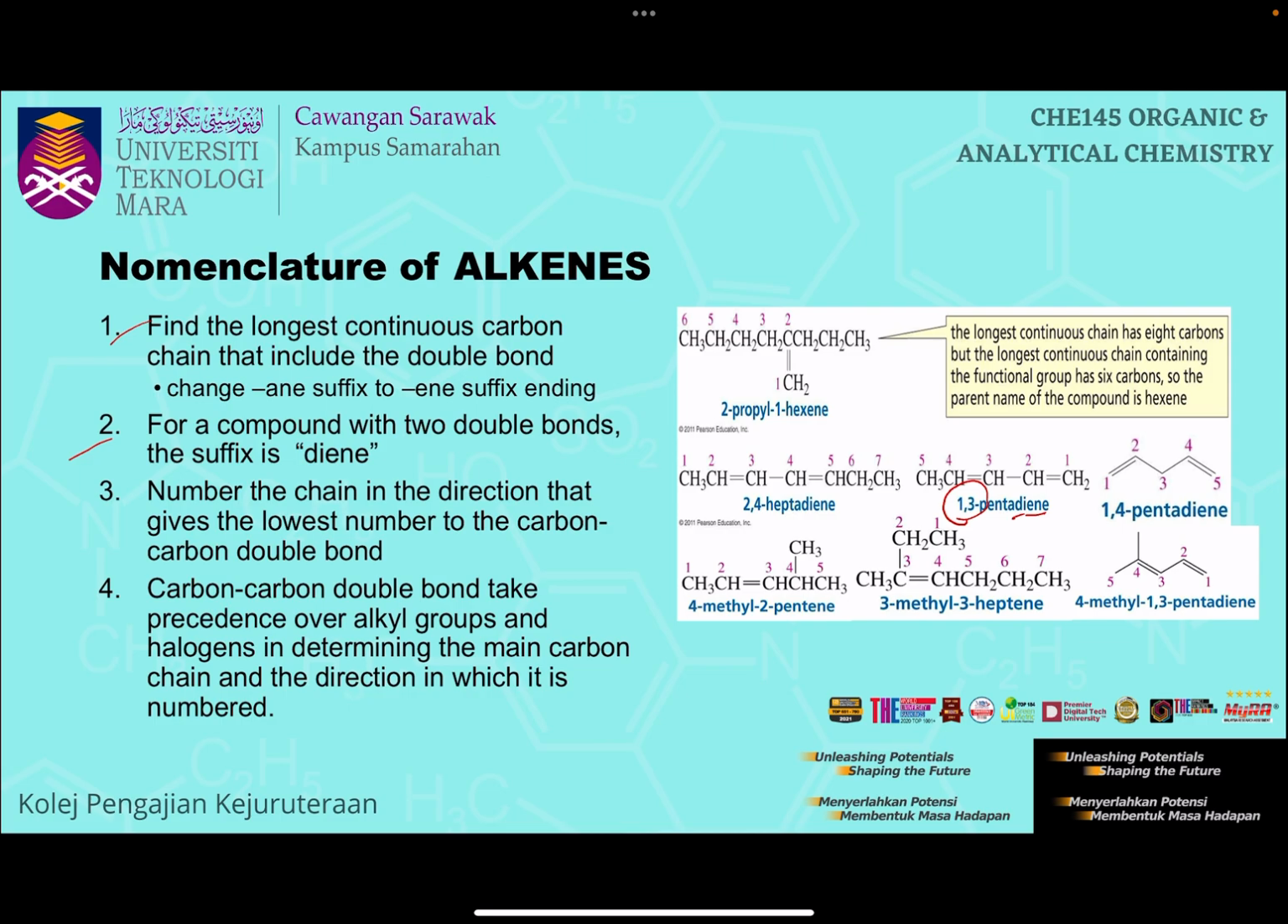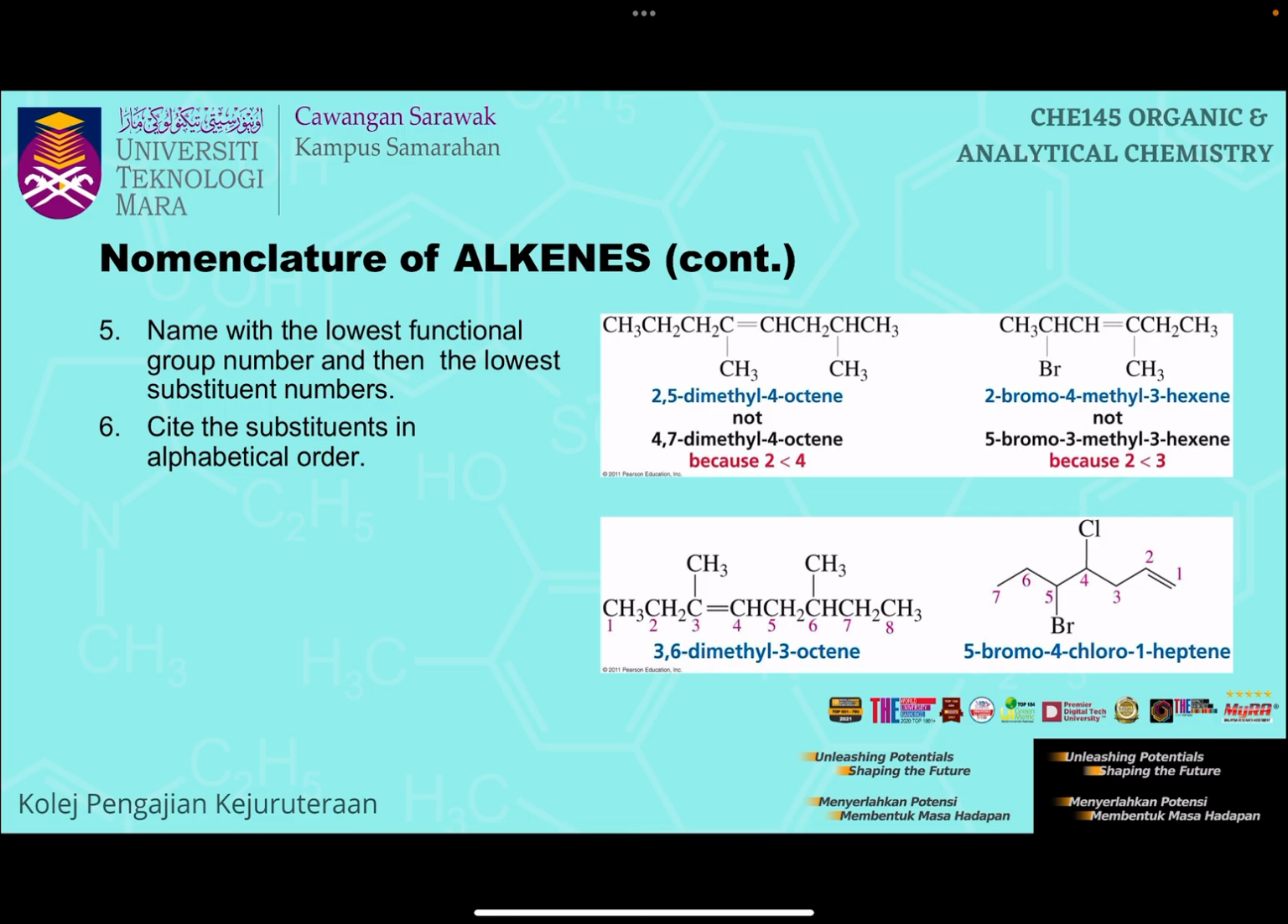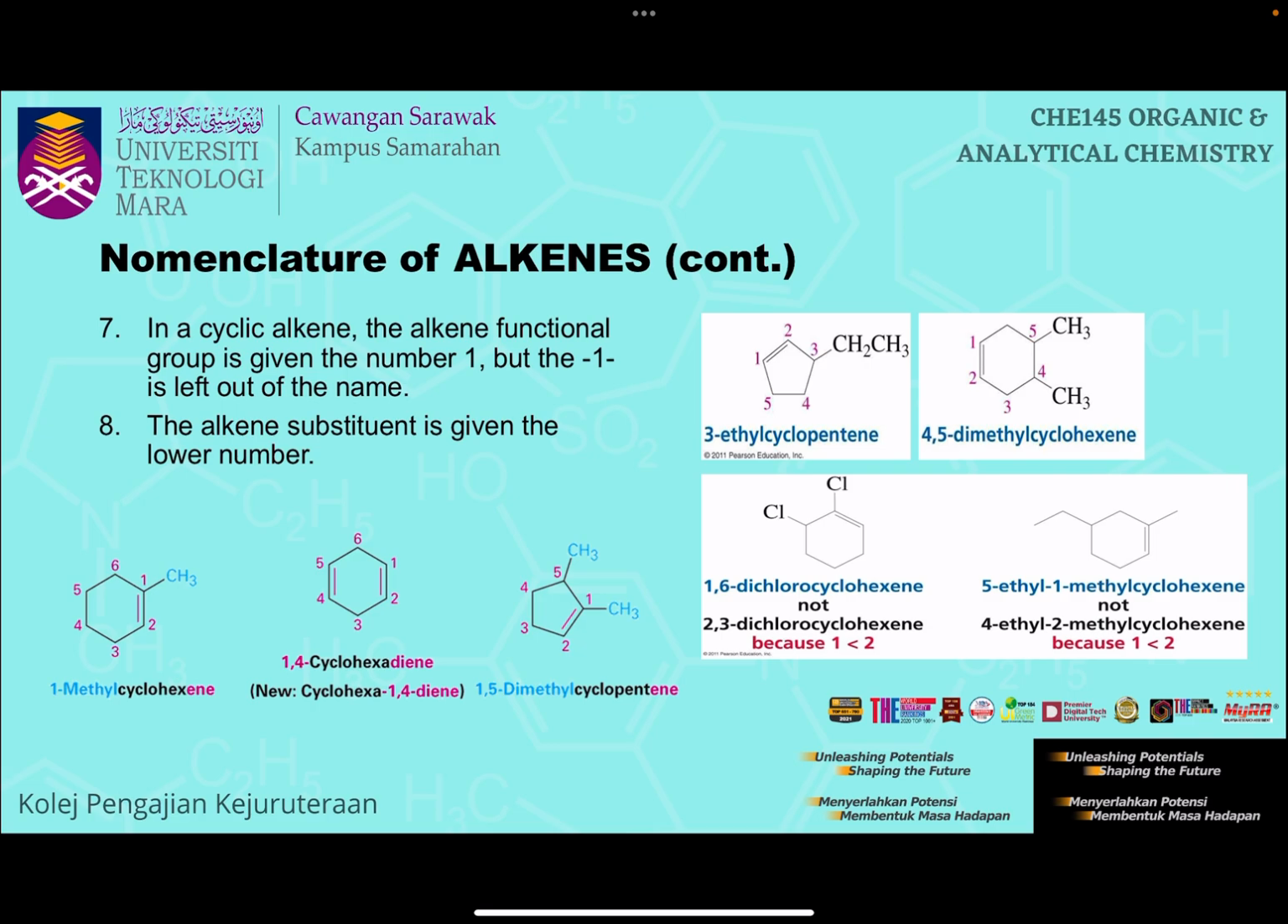Okay, so read this. Carbon-carbon double bonds take precedence over alkyl groups and halogens in determining the main carbon chain and the direction in which it is numbered. So this is what I mean: when you do the numbering, you have to prioritize the carbon-carbon double bond. That should be the lowest value first. Then only you move on to the other alkyl groups, or other functional groups. Name with the lowest functional group number, it's the same, and the substituent side is the same. This one you just have to keep on practicing.